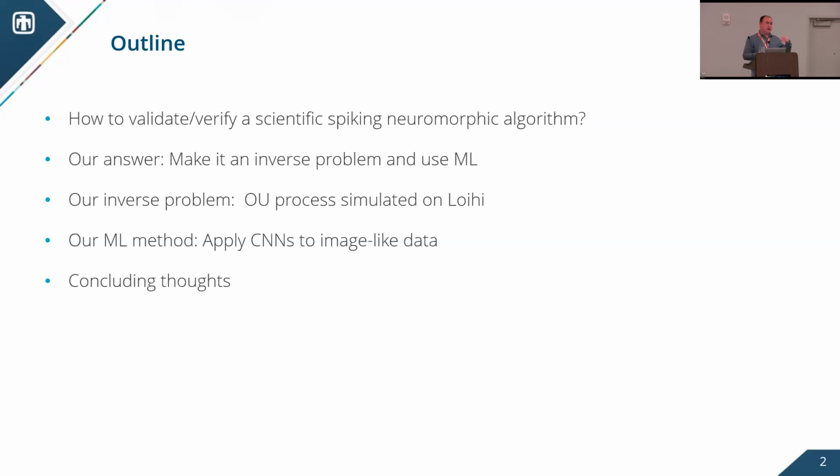In our case, we use this methodology on a stochastic process called the OU process. We simulated the data on Lehoucq, and then we applied basically off-the-shelf convolutional neural networks to solve that, okay? And then we'll do some concluding work.